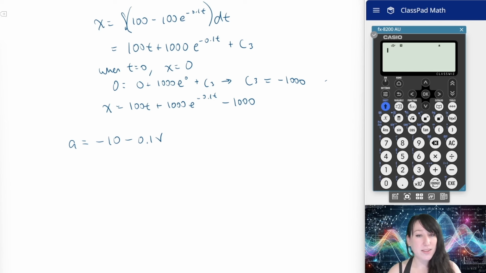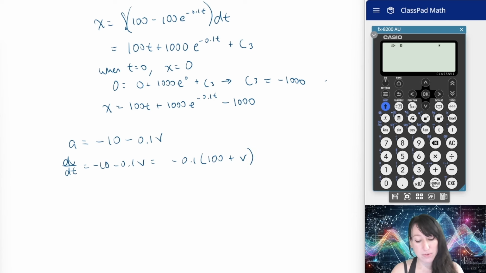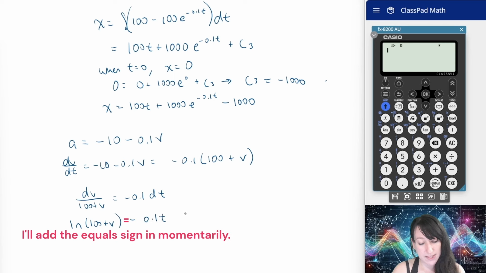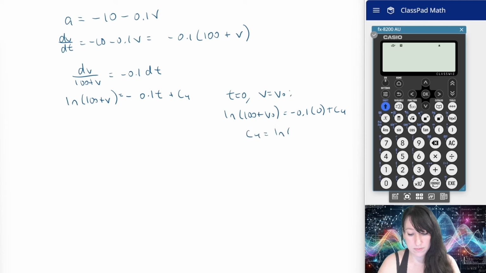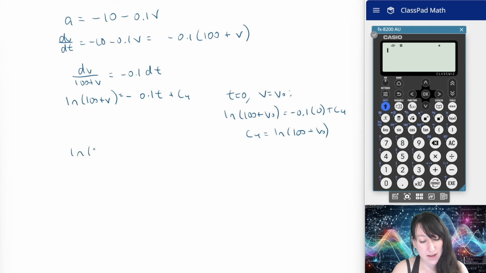So in this case, we can use dv dt again, factorize out negative 0.1, and separate variables. Now the integral will be ln of 100 plus v equals negative 0.1t plus a constant. Now on the upward journey, when t is 0, v is v naught. So C4 is ln of 100 plus v naught, and so we have ln of 100 plus v equals negative 0.1t plus ln of 100 plus v naught.